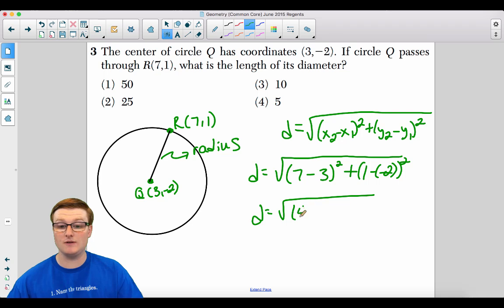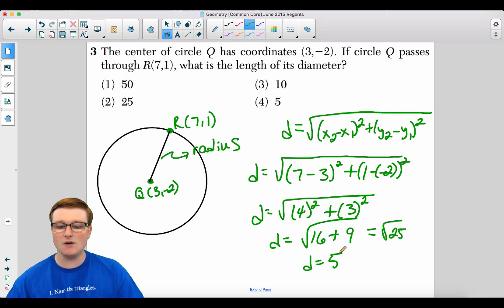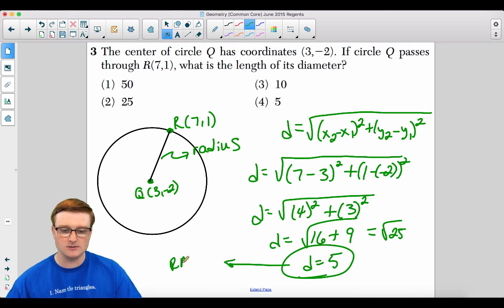7 minus 3 is going to be 4. Square it. 1 minus negative 2 is positive 3. Square it. And we get, let's see, 4 squared is 16. 3 squared is 9. And that's going to be the square root of 25. So the distance of the radius is 5. So that is the length of your radius.